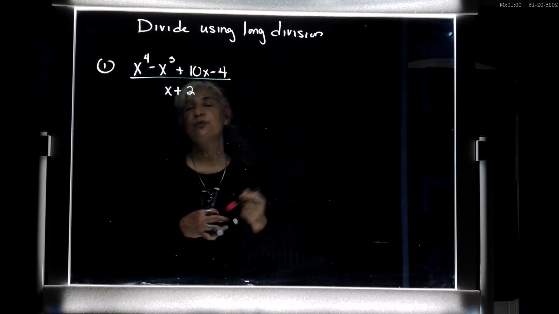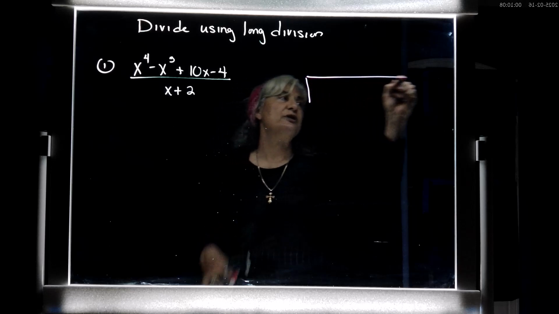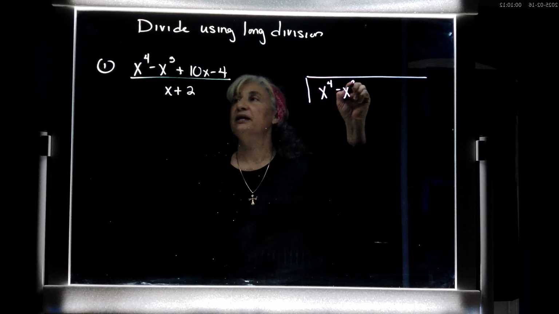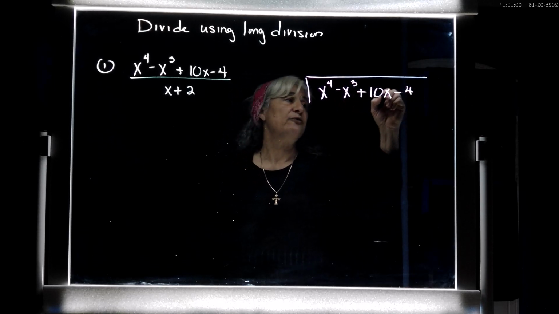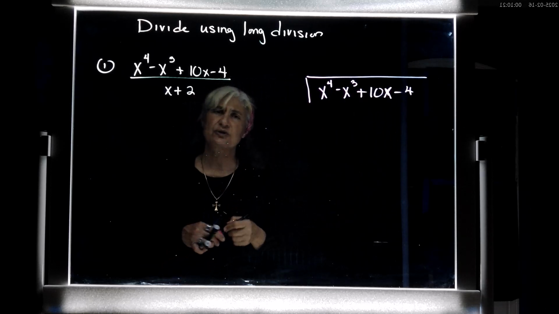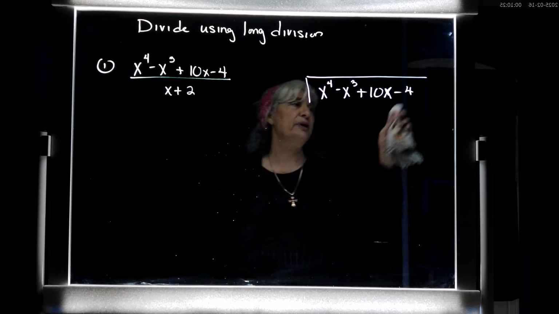So here we go. Which one goes underneath, the numerator or the denominator? Good, the numerator goes underneath the division symbol. So we have x to the 4th minus x cubed plus 10x minus 4. Gratefully, it's in descending order, and gratefully, oh wait, I have a missing term, don't I? Oh, what am I missing? I'm missing an x squared.